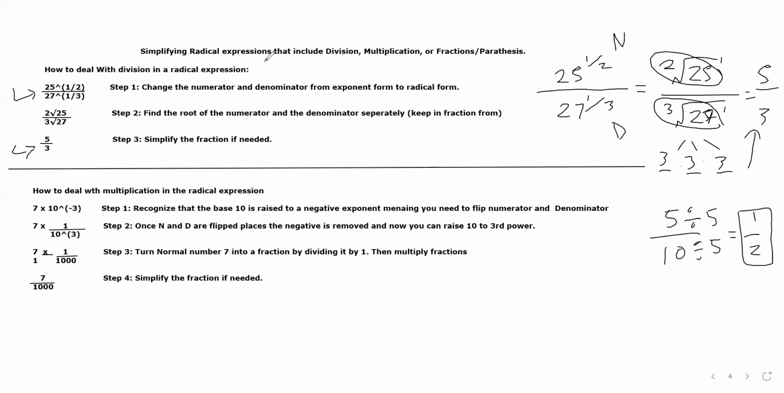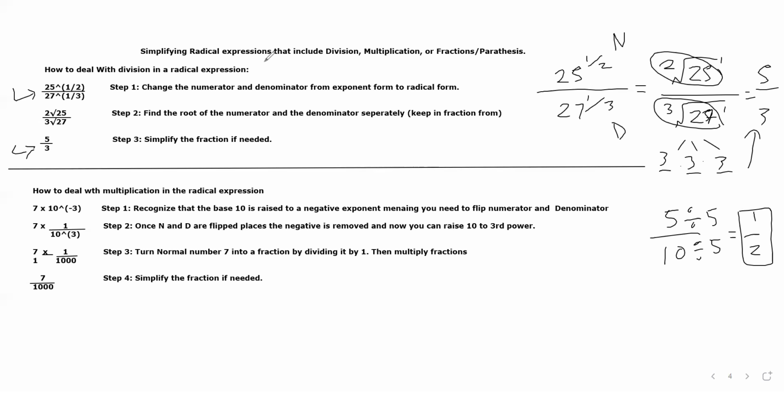So next part, how to deal with multiplication and radical expressions. Okay, so here we have a different kind of problem, right? In the past, we saw that it was like adding two expressions. Here we're multiplying two expressions. By the expressions, I mean there's a regular number. There's 7 times 10 raised to the negative third power.